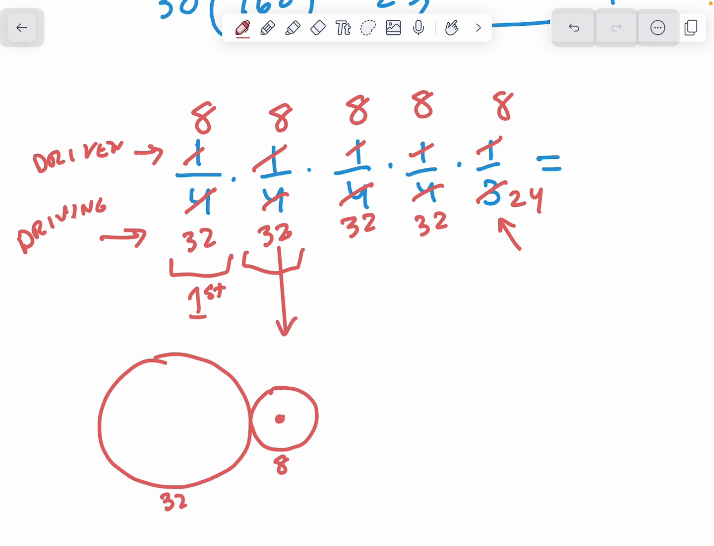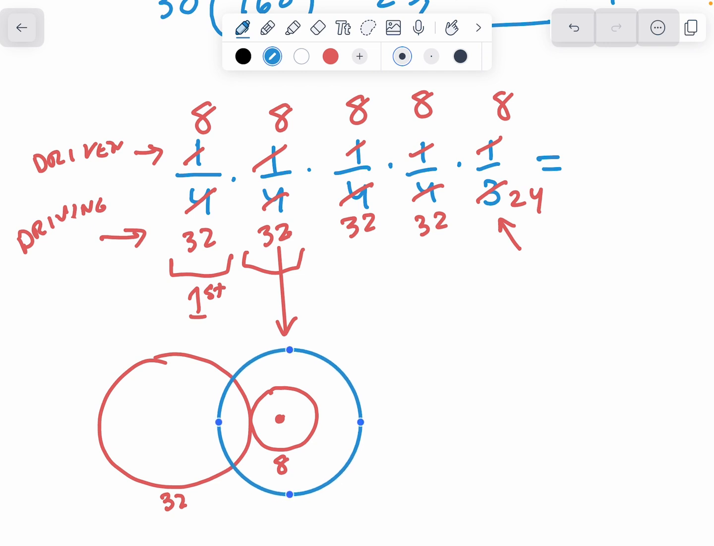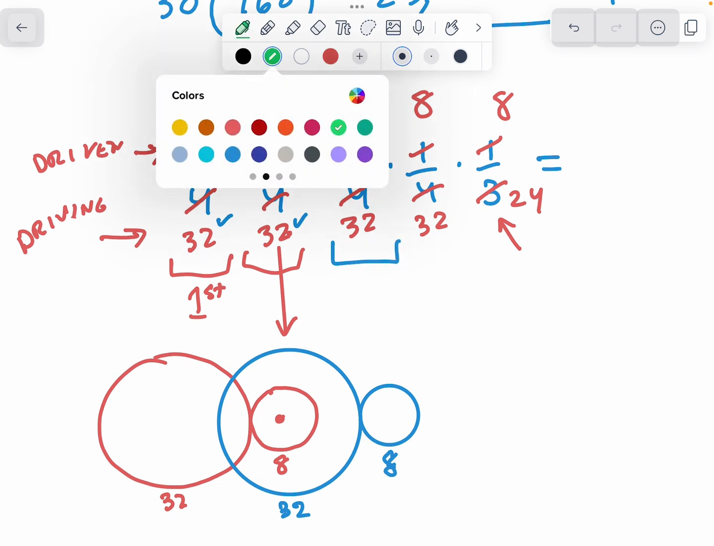So this gear pushes this gear, and then I'm going to change colors. And then on that same shaft, I have another 32, and that's going to be driving this 8. Okay, so we did this one and this one, we did this one and this one. Now we're on our third set. I'm going to pick a different color.